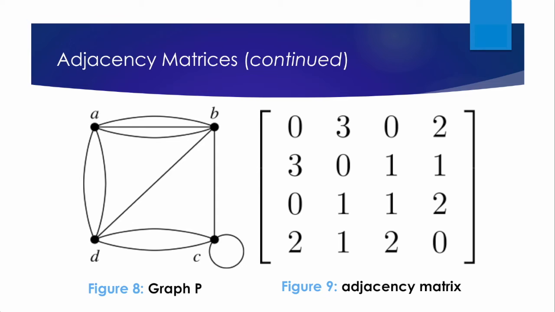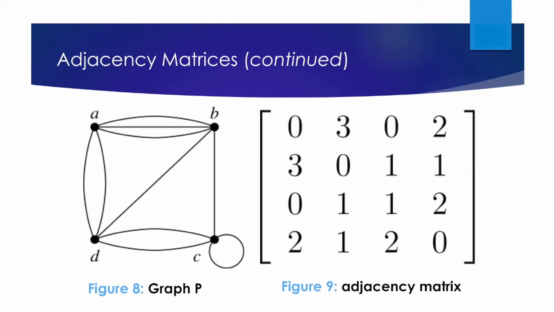So let us take an example of pseudographs where we have multiple edges and loops. This graph is shown in figure 8. Consider that graph P has loops and multiple edges between its vertices. This means that the entry between vertex A and B is equal to 3, because we have 3 different edges between A and B. When we have a loop, as you can see at vertex C, the entry associated between vertex C and C is equal to 1.